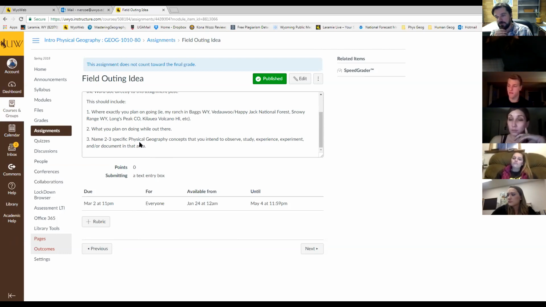Maybe if you end up out there and you find a moose, then you might be talking about the types of animals that are adapted to the ecology of the environment around Vedauwoo. So there you go. That's what you're just sharing, your thoughts.